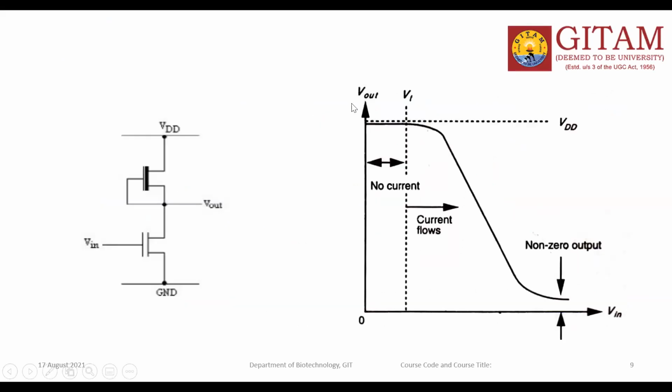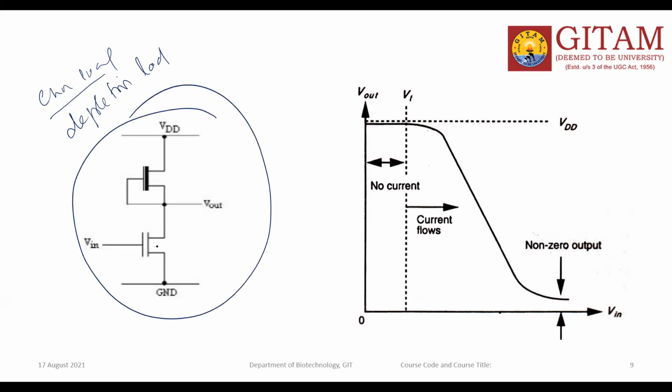Next, instead of using an enhancement load, we can use the depletion mode. This is the NMOS inverter with a depletion load. This is the first transistor M1, and this is the second transistor M2. Both are NMOS transistors, but M1 is the enhancement mode transistor and M2 is the depletion mode transistor. How can you see the difference? There is a thick line at the gate of the depletion transistor. Got my point?